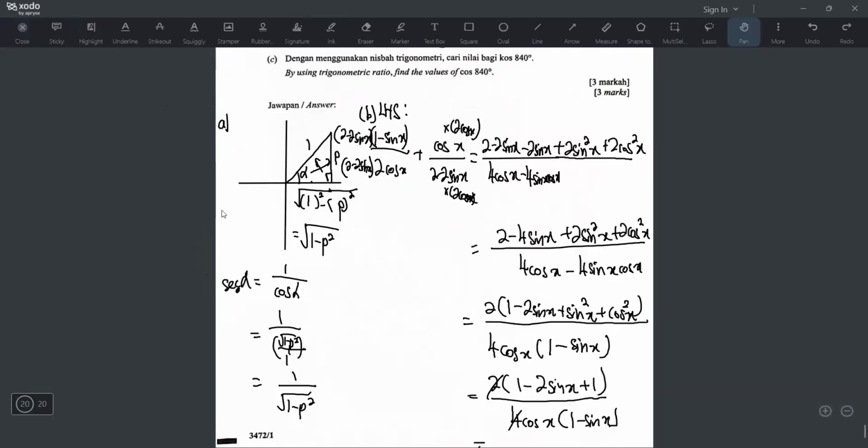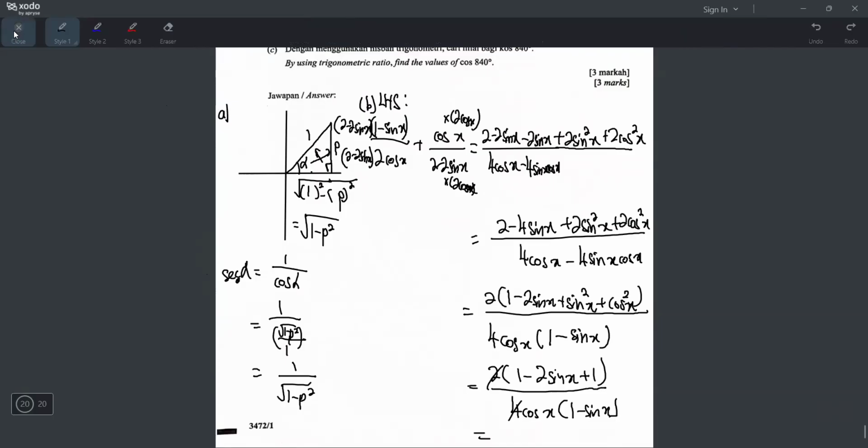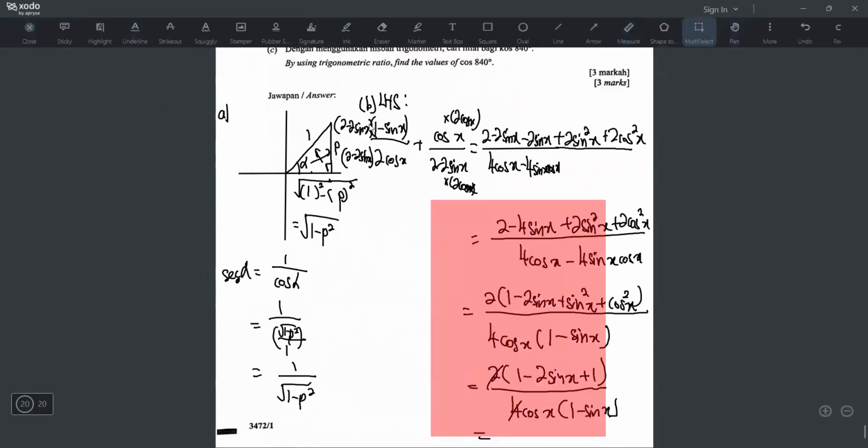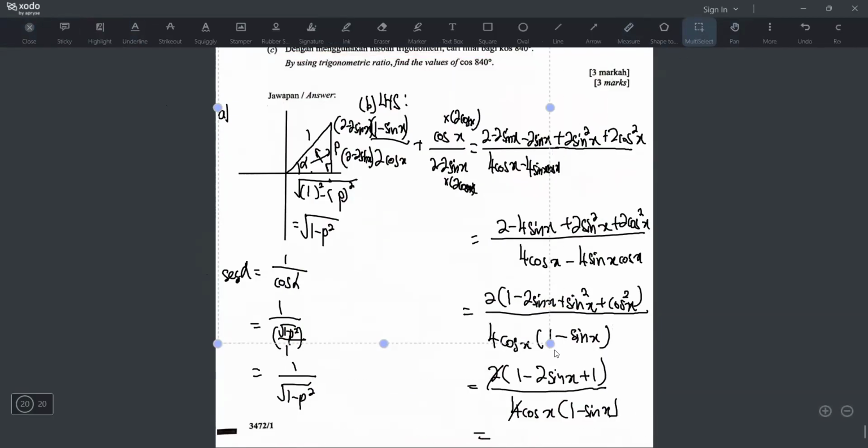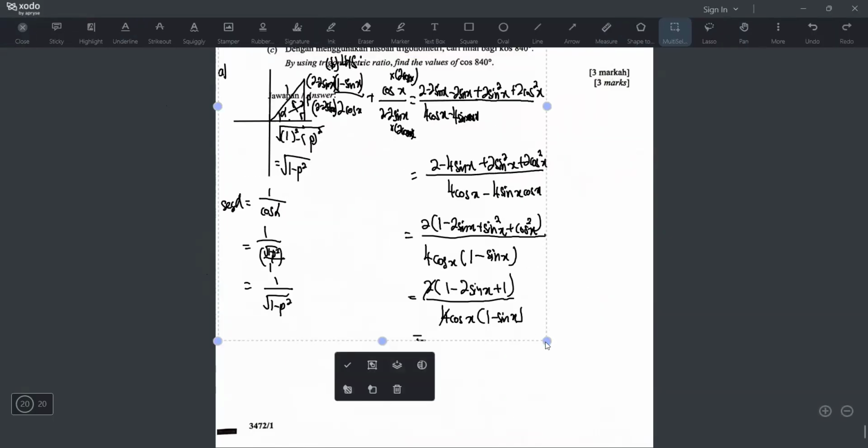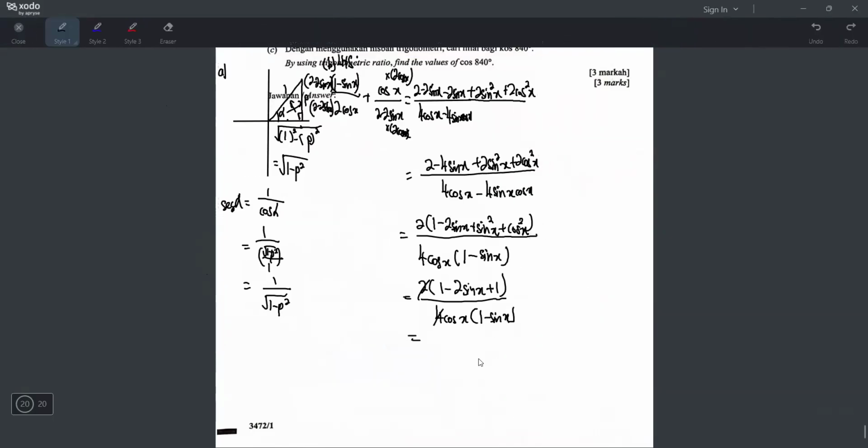So when you cut, it becomes what? Okay, I need more space, so let me make this smaller. Okay, so when you cut, it becomes 1 plus 1, which is 2, minus 2 sine x. Okay, the 2 hilang already. This 2 cut already, and this 4 becomes 2 cos x. And then 1 minus sine x, right?